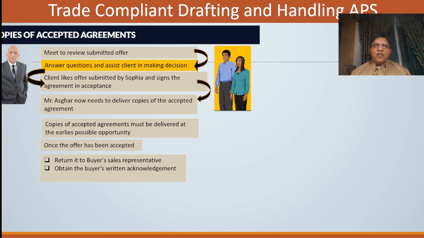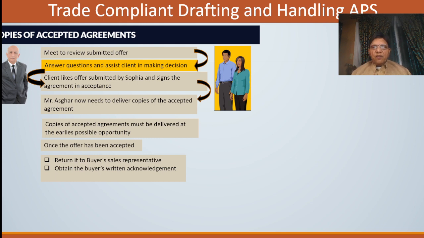Once the offer has been accepted, return it to the buyer's sales representative and obtain the buyer's written acknowledgement. Once the offer is accepted, give it back to the buyer's sales representative. They will get it signed and acknowledged by their client, and they will send it back to you. Now you have to get it acknowledged by your client also. Once the offer is acknowledged by both parties and accepted, then that is a final offer.